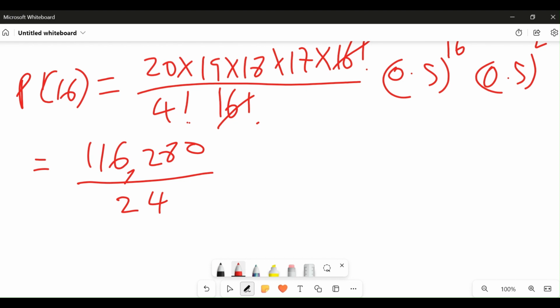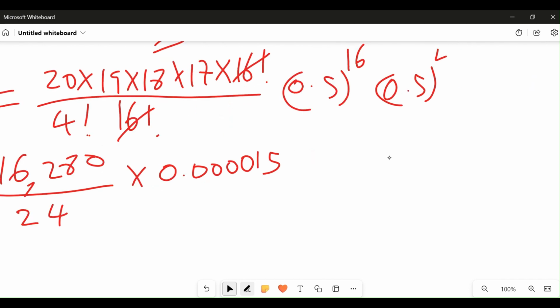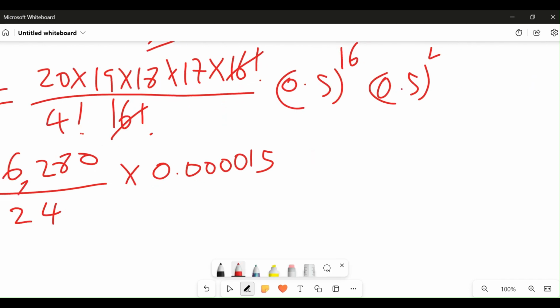Now 0.5 raised to the power of 16 will be 0.0000015, times 0.5 raised to the power of 4. 0.5 raised to the power of 4 will be 0.0625. Now from here we can use our calculator.